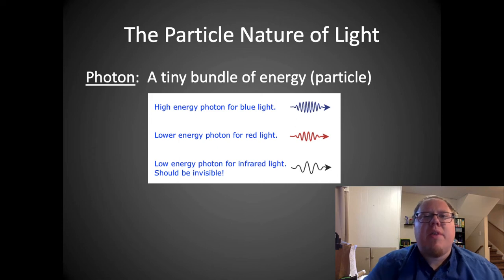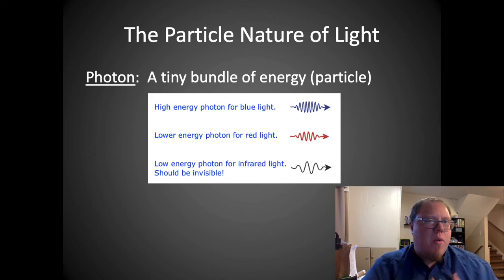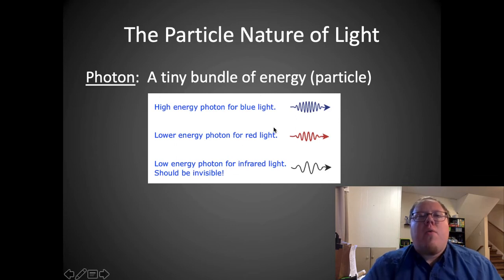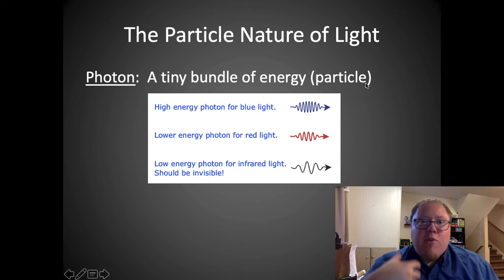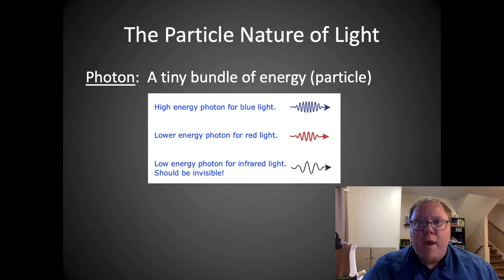And typically, if we're trying to draw it, since we know it has this idea of frequency and wavelength here, we draw it as being like a mini wave, like a little packet here that is a wave, but trying to combine the two ideas. Now, the higher the frequency of the color, the higher the energy, kind of like we talked about with the waves here.